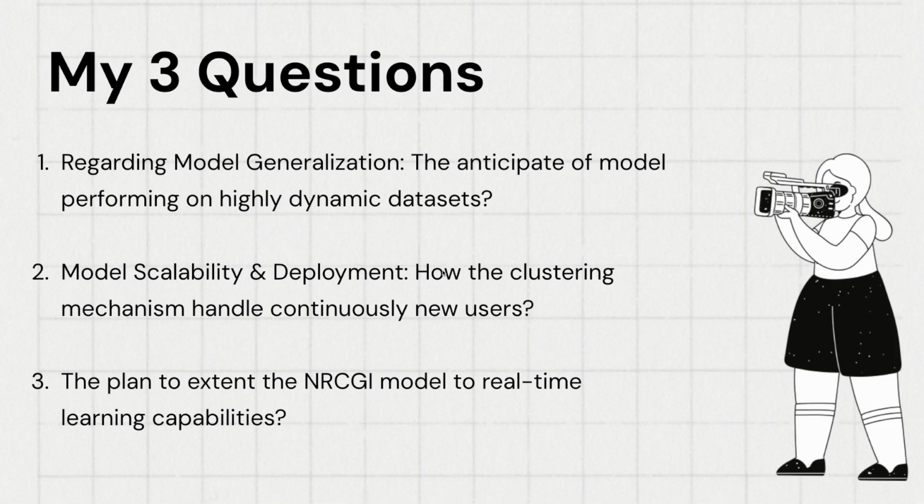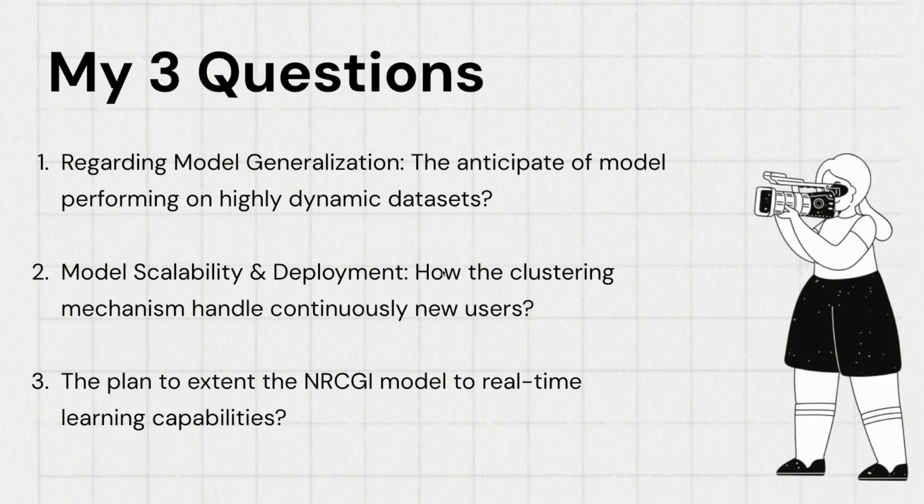And finally, here are my 3 questions regarding this paper that I would like to ask the authors. First, regarding model generalization, in your paper, you tested the NRCGI model primarily on datasets like MovieLens and Amazon subsets. How do you anticipate the model would perform on highly dynamic datasets, such as real-time social media interactions or streaming data, where user preference and item characteristics can change rapidly?